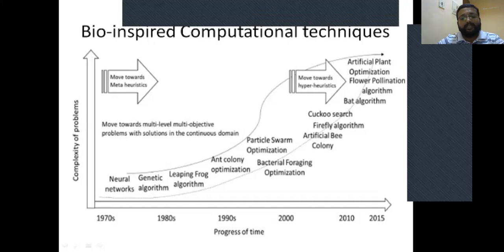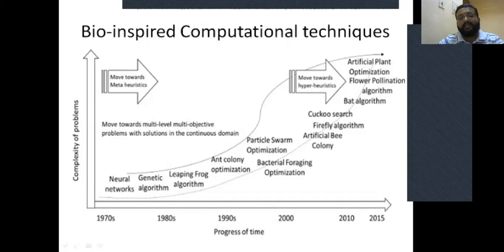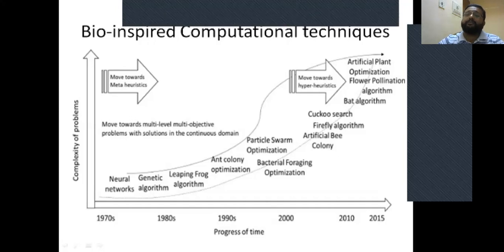You can see that in the early 1970s, there was the neural network. It progressed to genetic algorithms, progressed to leaping frog algorithms. Leaping frog means how a frog leaps. Based on that particular angle, the leaping frog algorithm was designed. Then ant colony optimization to solve several computer problems. How the ant colony works was used for this particular thing.